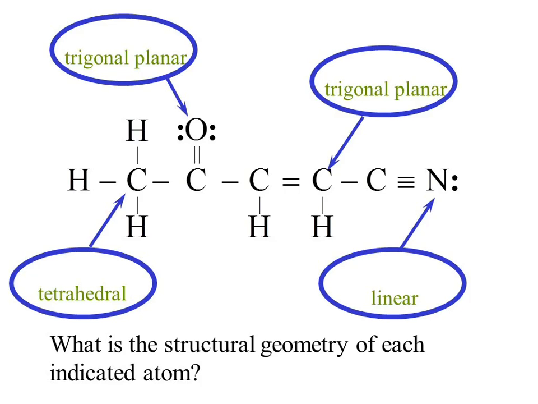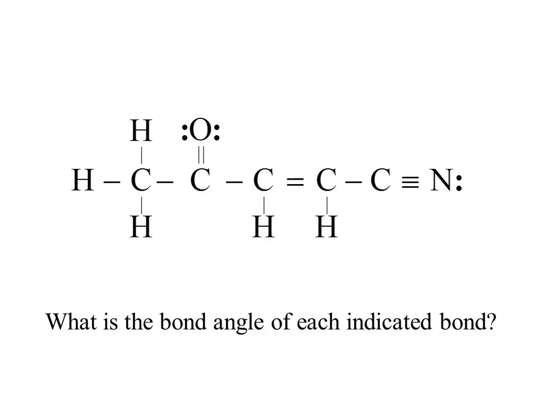And then this one is the same deal, but from left to right, I'm going to talk about those bond angles. Earlier you told me that around this carbon atom, the geometry is tetrahedral. So what's the bond angle? 109.5, exactly.